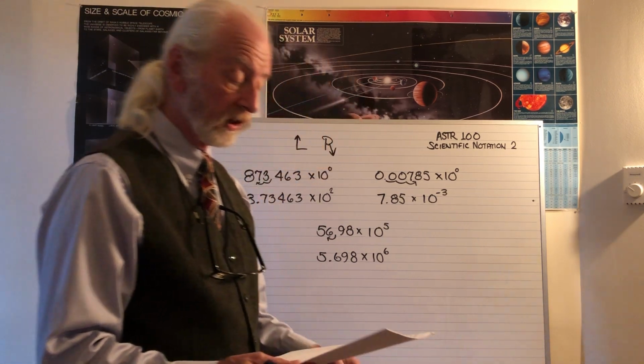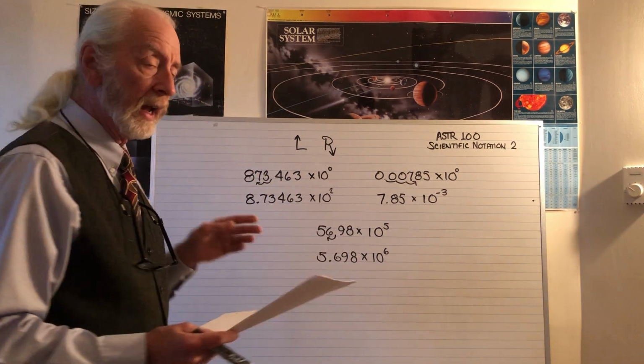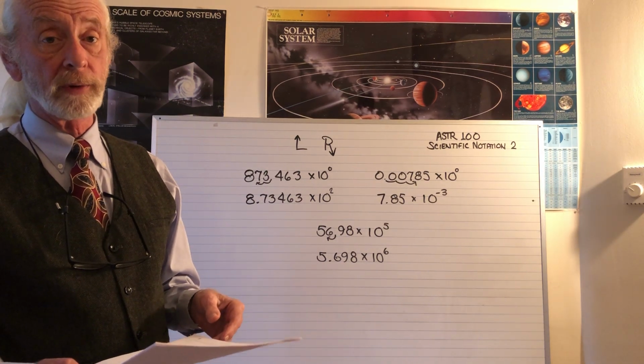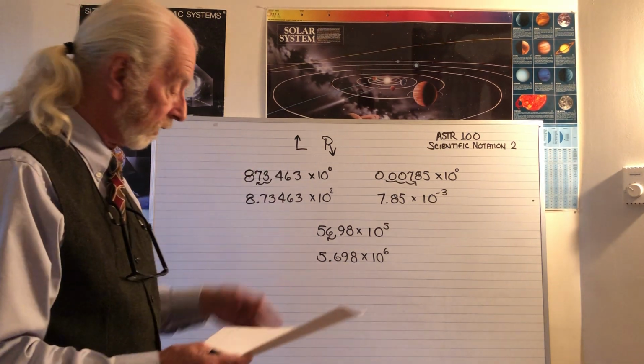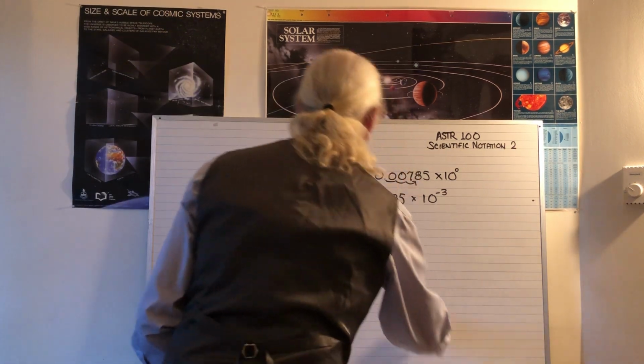And then we get to page 17, operations in scientific notation. You have to be able to do adding, subtracting, multiplying, dividing, squares and square rooters, cubes and cube rooters. So we're going to take a few minutes and go over that. So we're on page 17 now.